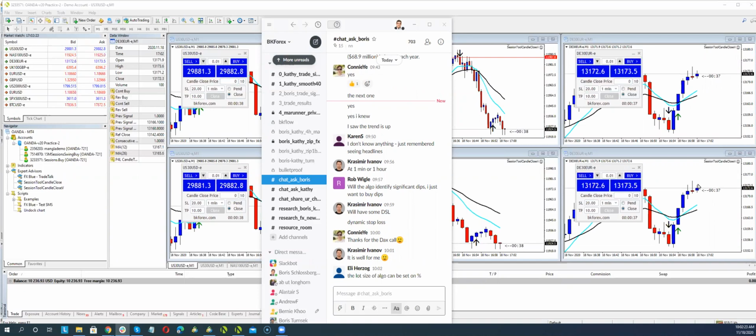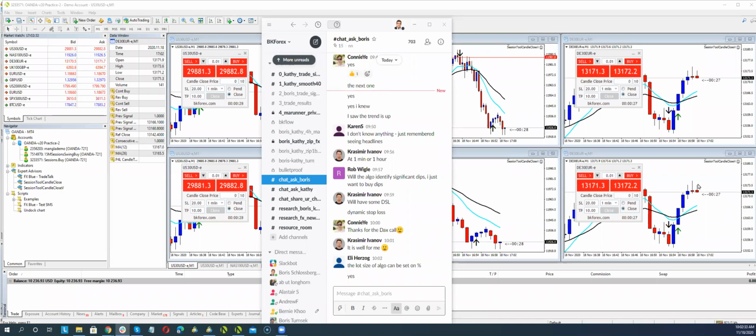Is that a request, Eli? You'd like to set the lot size as a % of account? Is that a request? So that's very possible.